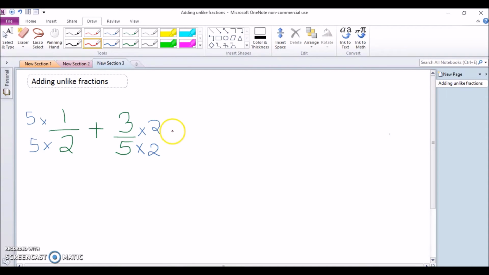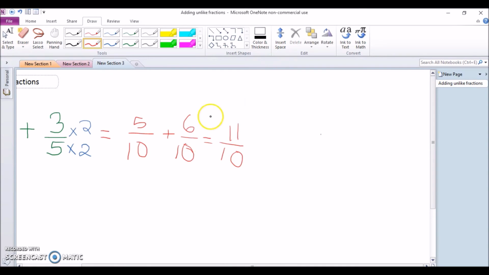Now comes the fun step where all you have to do is multiply your numerator and denominator. So we get 5 tenths plus 6 tenths equals 11 tenths. Okay. 11 tenths is our answer to 1/2 plus 3/5.